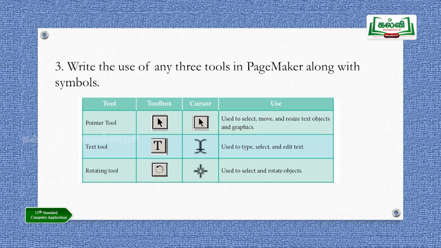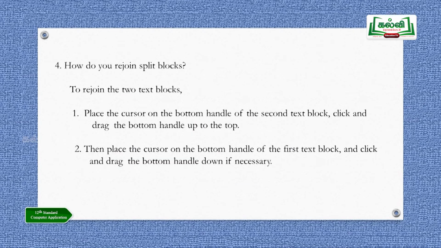Now we move on to the next question. How do you rejoin split blocks? Sometimes what happens is that the text blocks we will be splitting, and we will be joining them. That is called rejoining the split blocks.